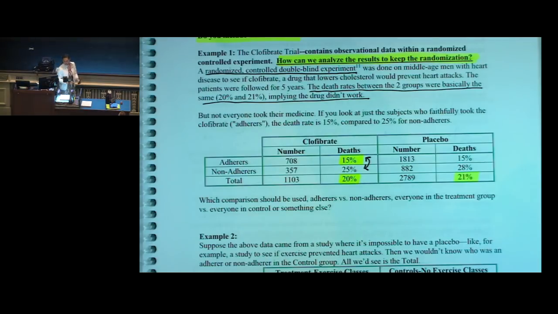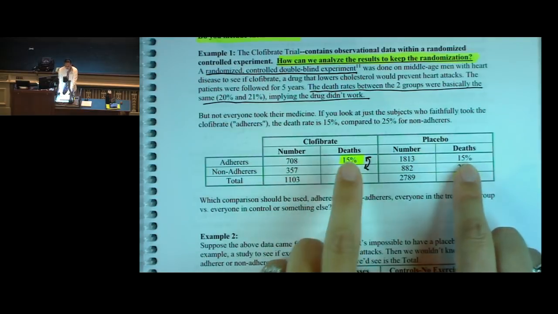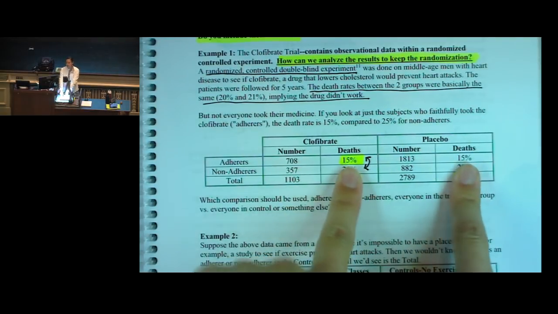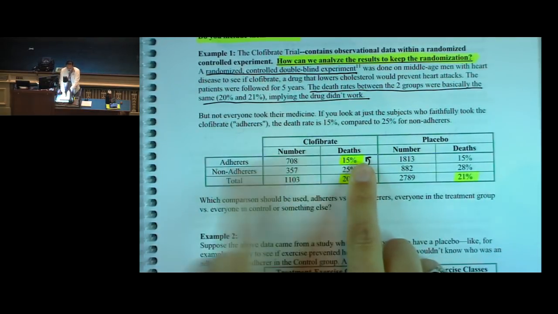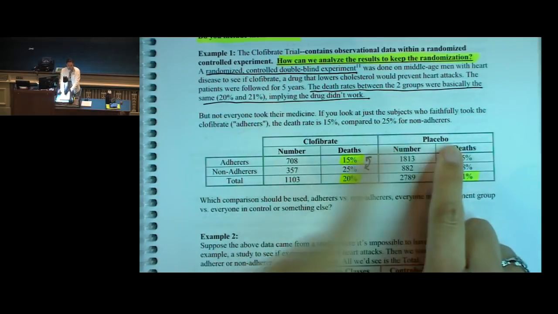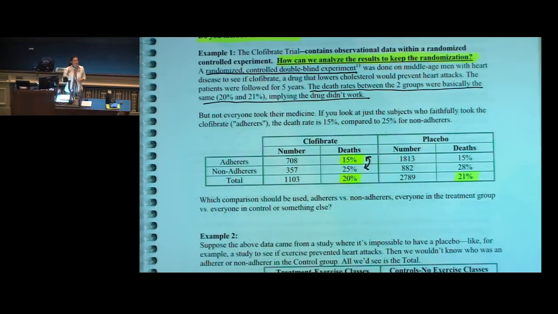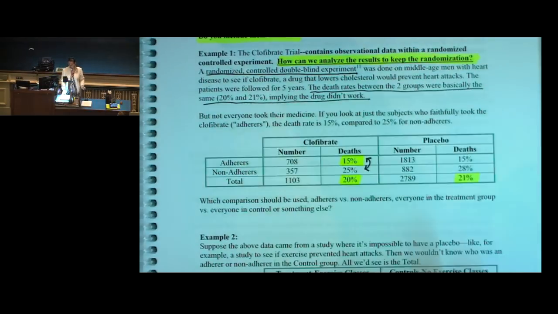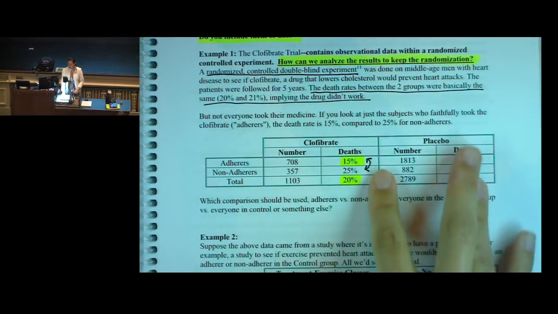What did you guys basically say? You said I should look at this number versus this number, 15% versus 15%, right? People who took the clofibrate, the good people, people who took the placebo, the good people as well, the people that did what they're supposed to do. And that makes sense, right? That's what I thought when I was first looking at this. That seems to make the most sense.